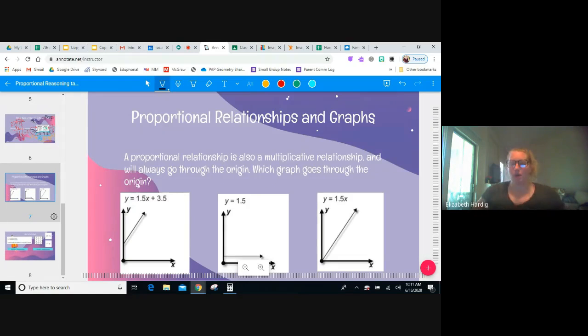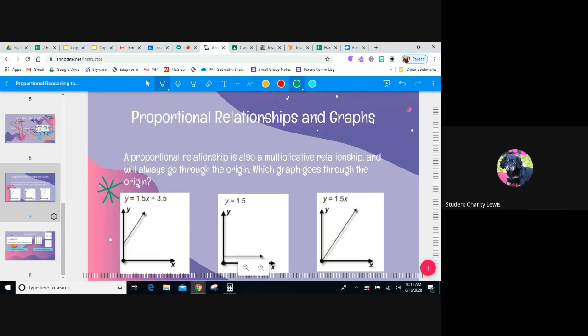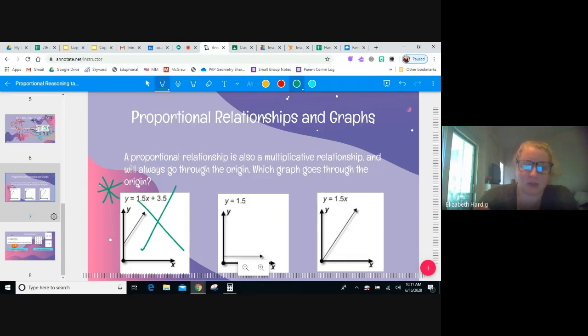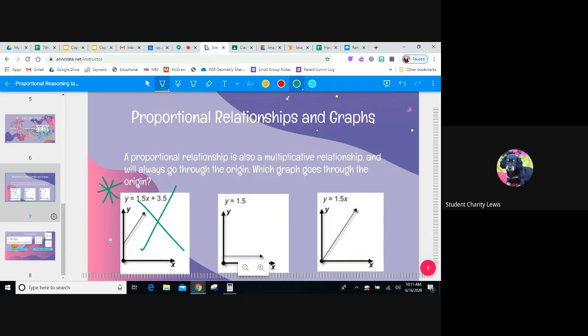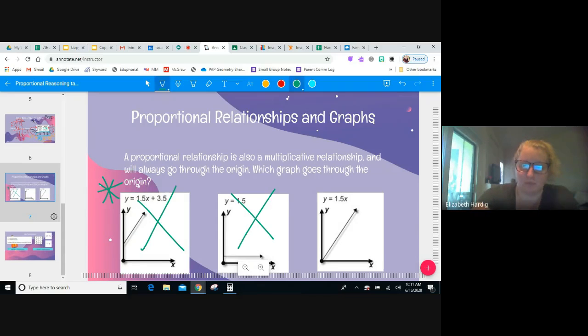So then for this one, when it comes to graphs, I want to find which of these 3 is a proportional relationship. So is this first one a proportional relationship? No. Why not? It's not for the origin. Good. So it's not because it does not go through the origin. What about the next one? No, it's not really the origin. It does not go through the origin.